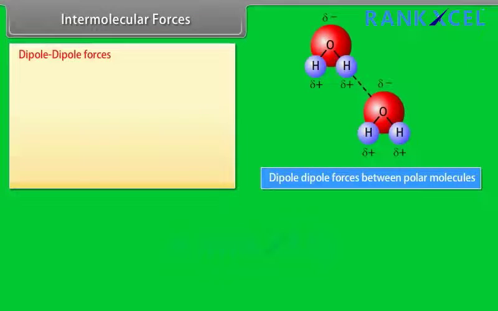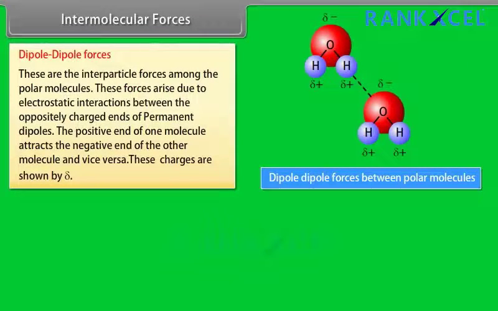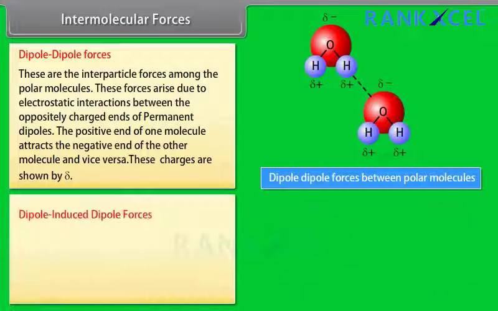Dipole-dipole forces. These are the interparticle forces among the polar molecules. These forces arise due to electrostatic interactions between the oppositely charged ends of permanent dipoles. The positive end on one molecule attracts the negative end of the other molecule and vice versa. These charges are shown by delta.